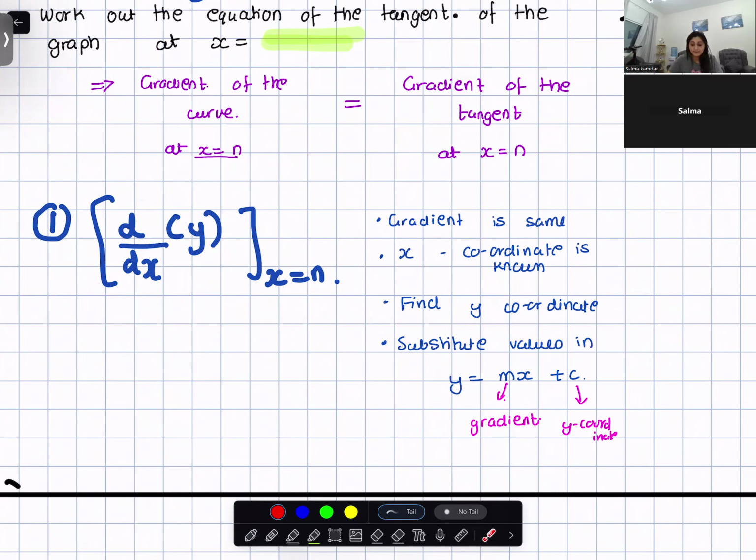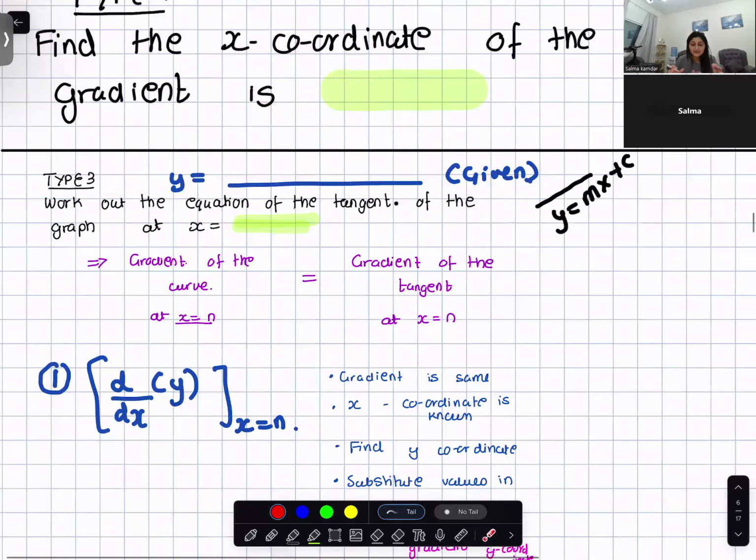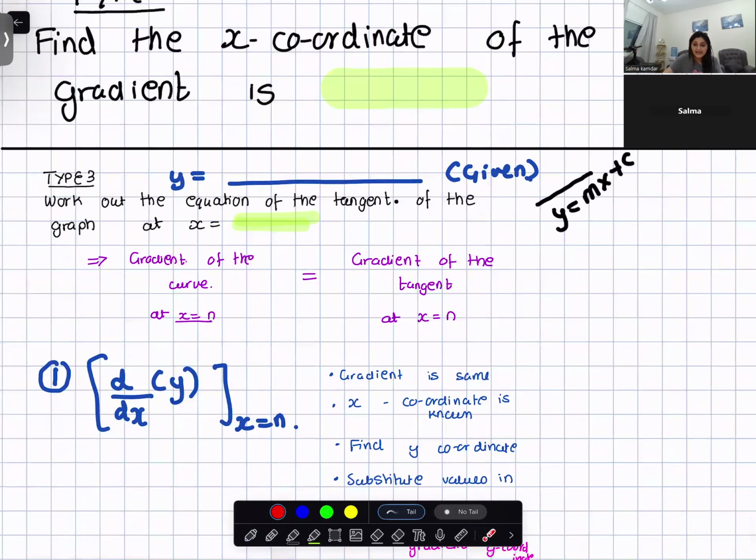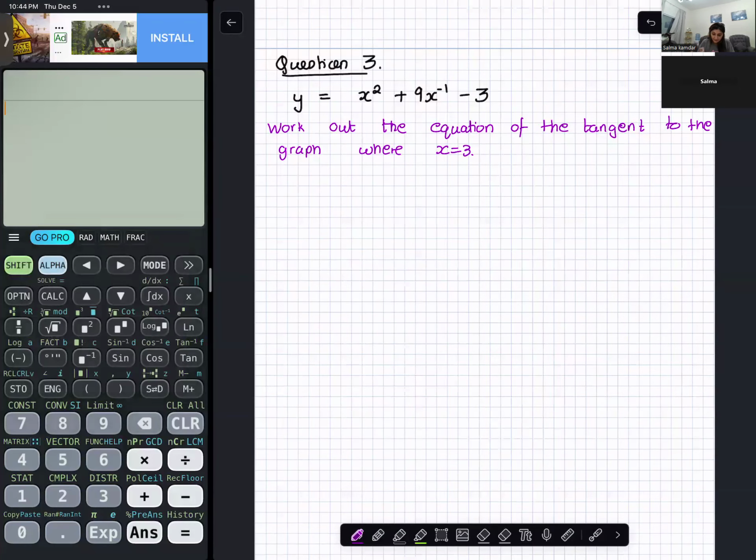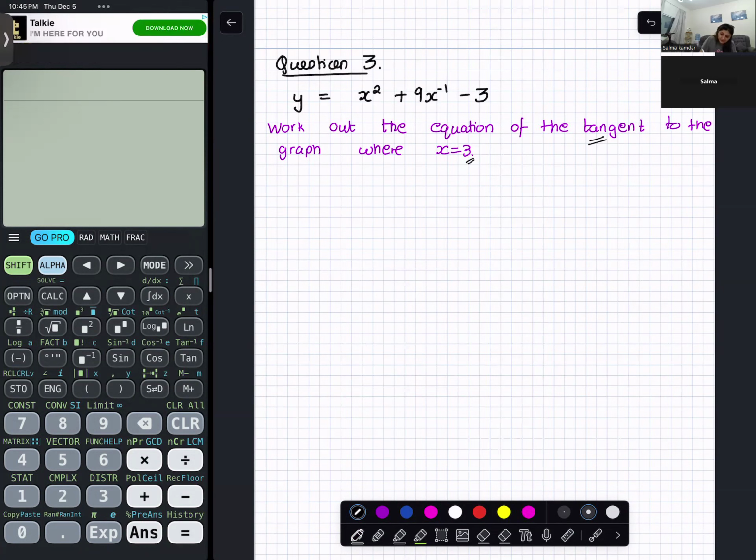Let's look at a sum where you're asked to find the equation of the tangent. So this is your third type of sum. You're asked to work out the equation of the tangent to the graph at x is equal to 3. So you know that this is a curve that we have. Our function is y is equal to x squared plus 9x raised to minus 1 minus 3.